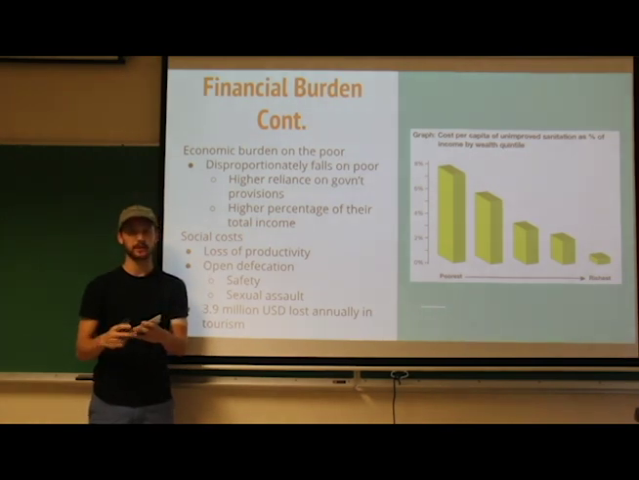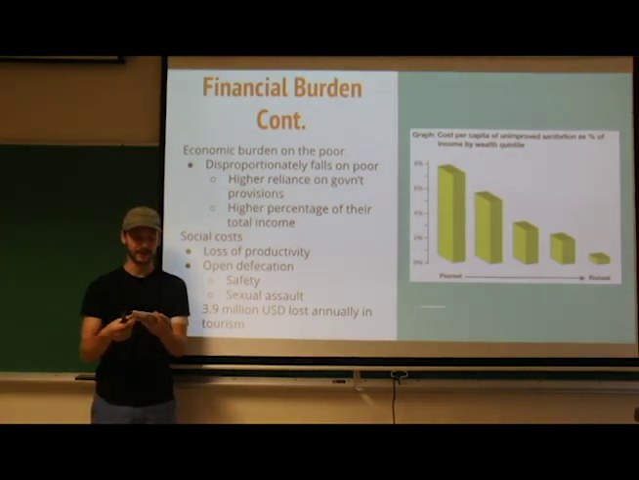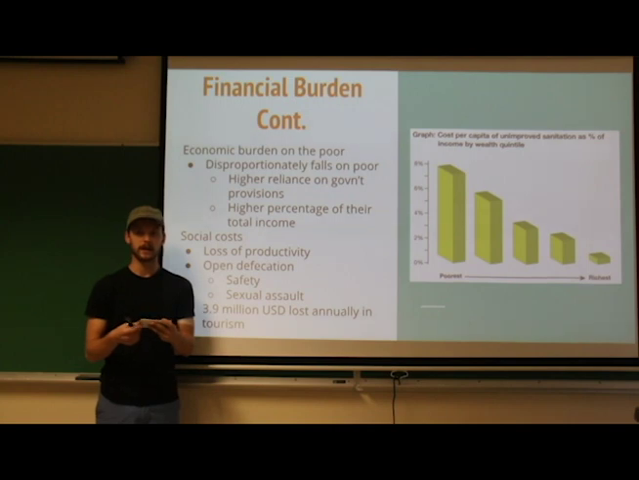There are also social costs related to diarrhea and diarrhea-related illnesses. Number one is the loss of productivity. In the last slide I mentioned that $1.1 million are lost each year due to a loss in productivity. So that's people not being able to show up for work and losing productivity in that way. Another social cost related to diarrhea is how diarrhea and a poor water sanitation system often leads people to practice open defecation, so going to the bathroom out in the open. The social costs related to this have to do with safety and particularly sexual assault against women.